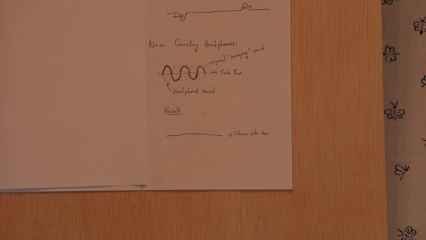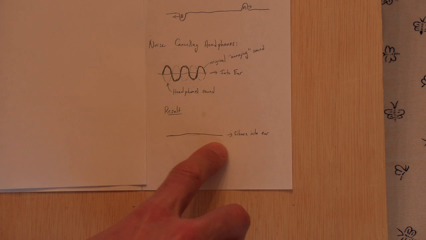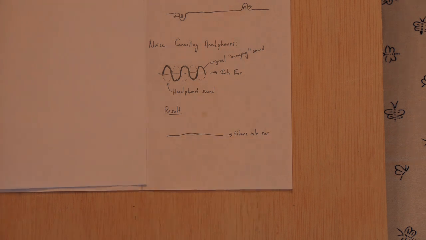Now, it's not perfect because when someone talks, or any sound that you hear, most of the sound goes in through your ear canal. But some of the sound also hits your body and travels through your body and goes into your ear. So the noise-canceling headphone can cancel what's going into your ear directly, but it cannot cancel sounds that go into your body and then into your ear. So that's why it's not perfect.